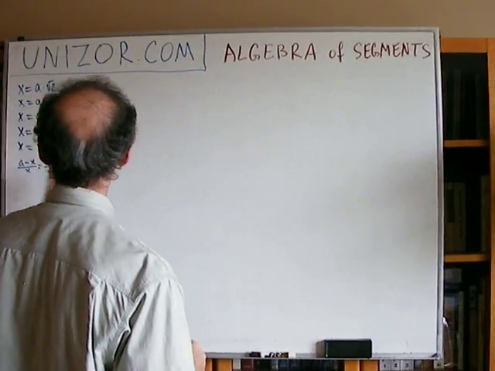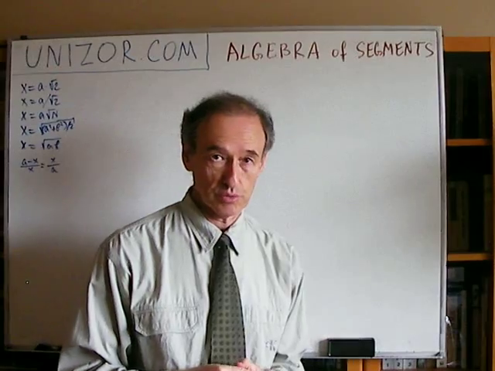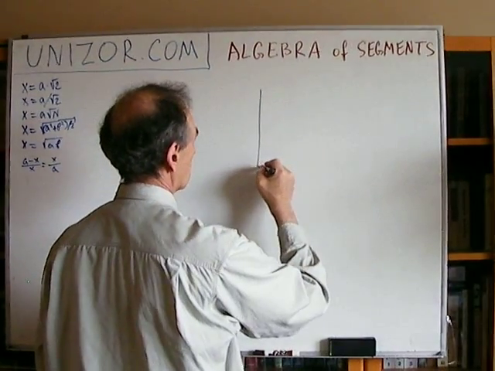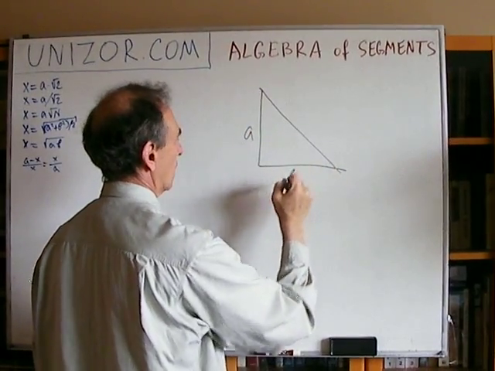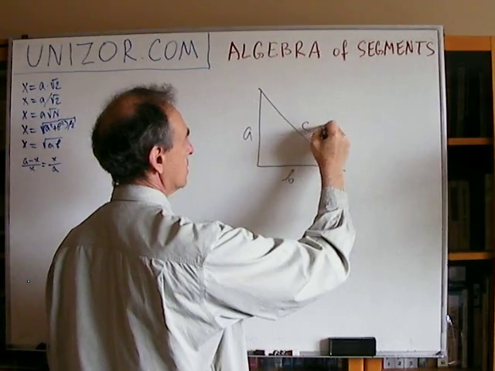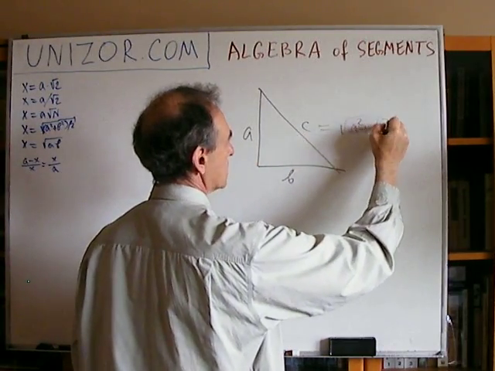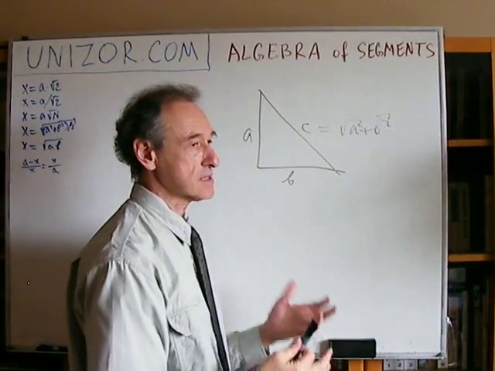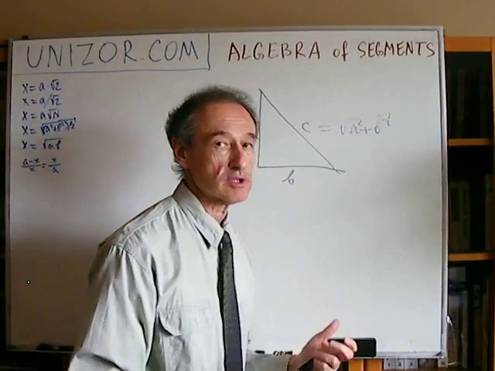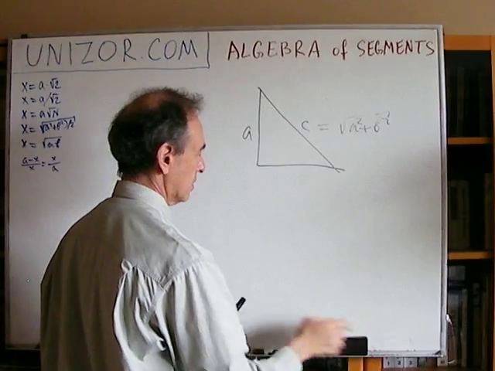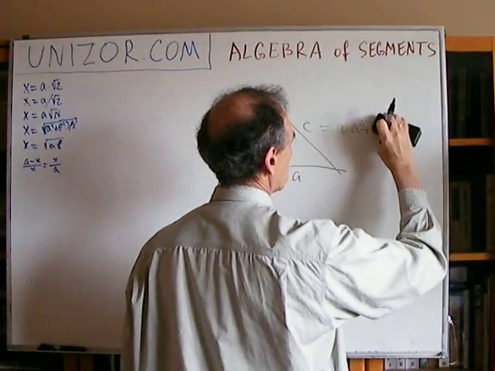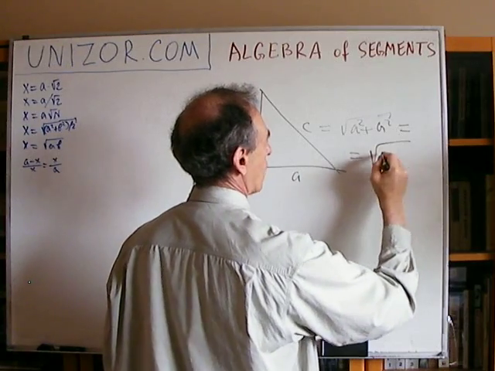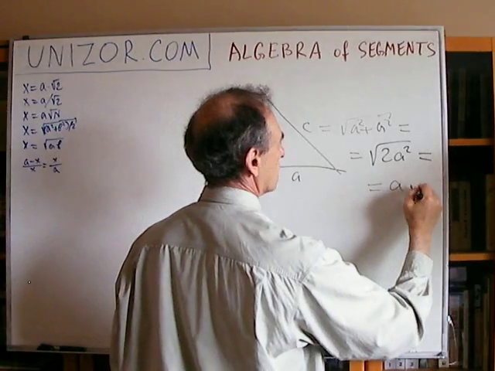Okay, number one, how to multiply a segment by square root of 2. Well, this is an easy part, and all you need to do is remember the Pythagorean theorem. If you have two catheti a and b, then c is equal to the square root of a squared plus b squared. Now, what if a and b are equal in length, and they are equal to that particular segment a, which we would like to multiply by square root of 2? So I replace b with a. Now we have a squared plus a squared, so c is equal to the square root of 2a squared, which is equal to a square root of 2.